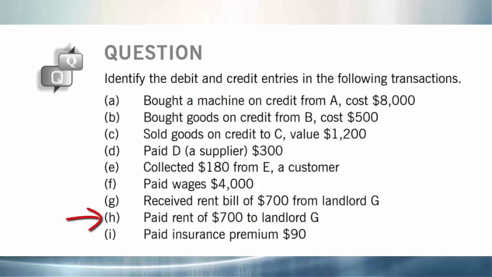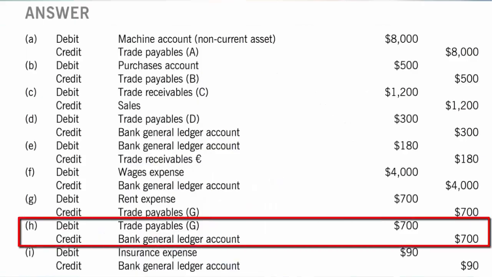Transaction H. Paid rent of $700 to landlord. Explanation. The payment reduces the business's liability to the landlord. A decrease in liabilities is recorded with a debit entry in the trade payables account, G. The payment also reduces the cash balance. A decrease in assets, cash, is recorded with a credit entry in the bank general ledger account. Entry. Debit trade payables account, G, for $700. Credit bank general ledger account for $700.